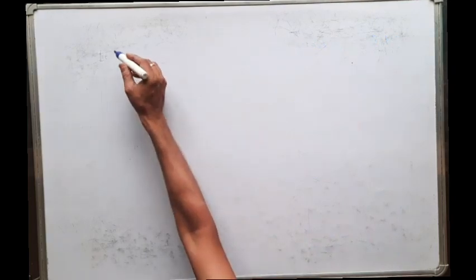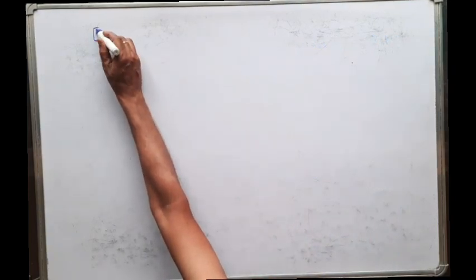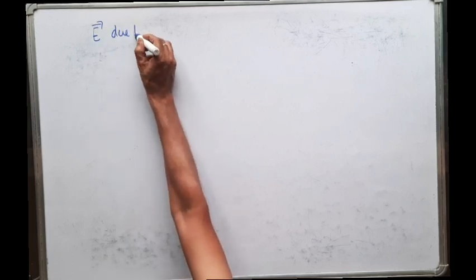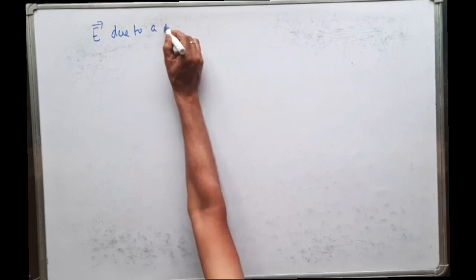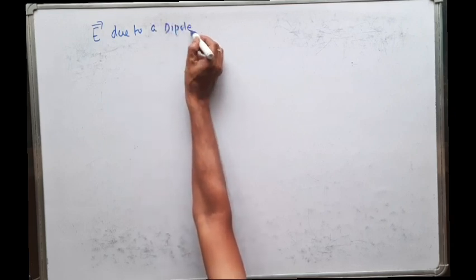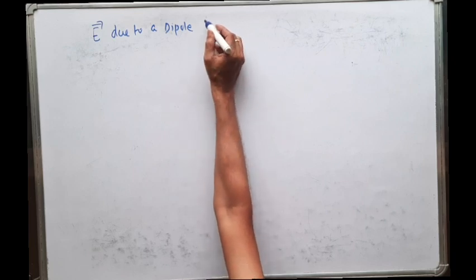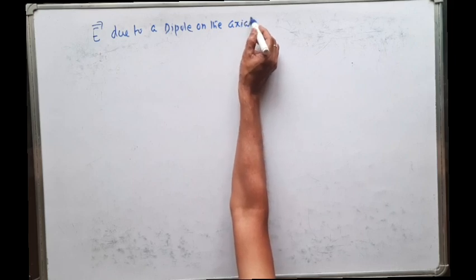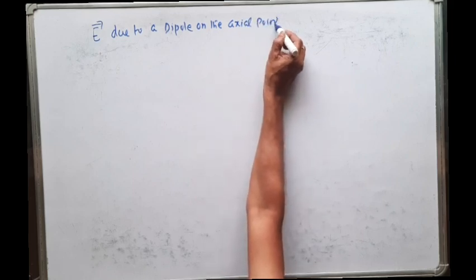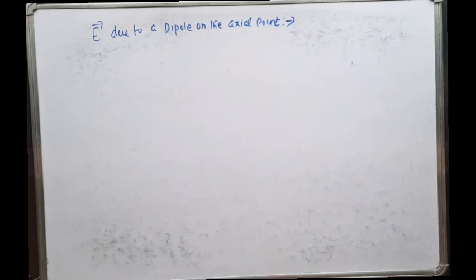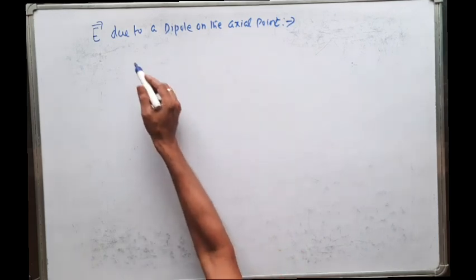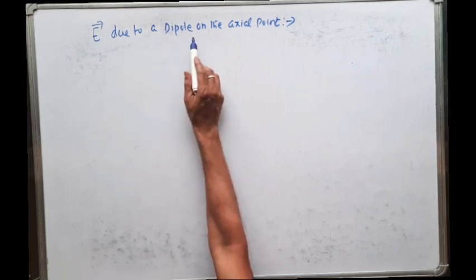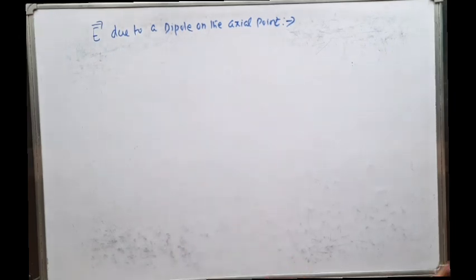Next, a question may come: derive the electric field intensity due to a dipole on the axial point. This is a small derivation. You have to find the electric field intensity due to a dipole on the axial line.